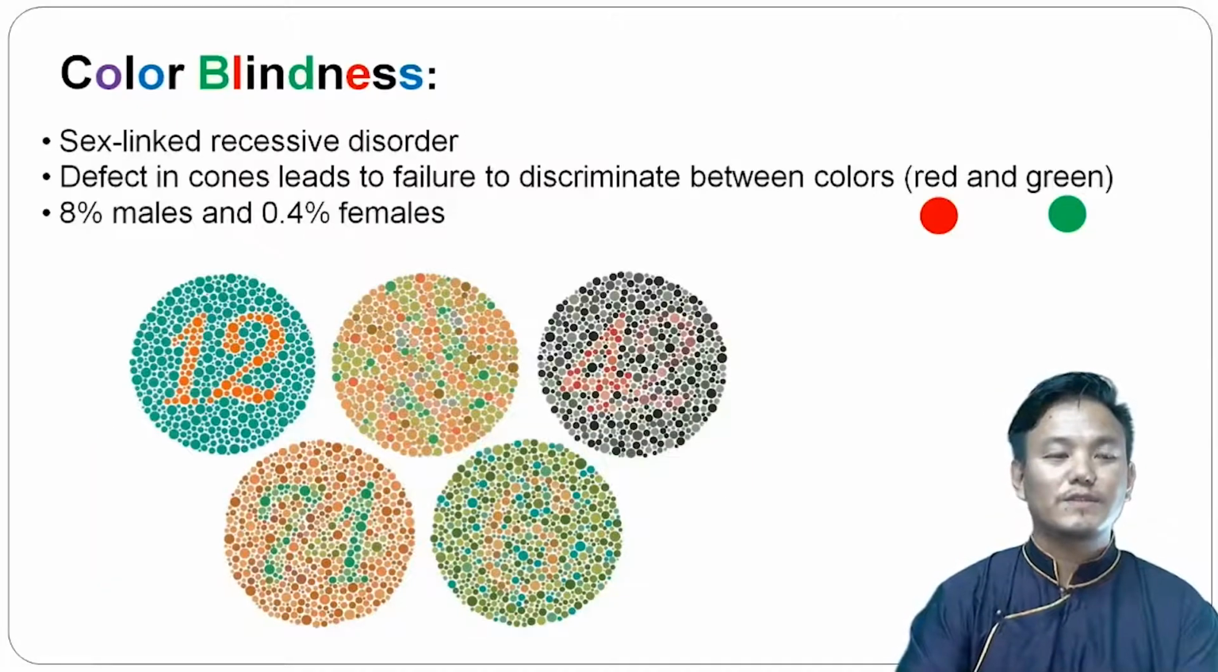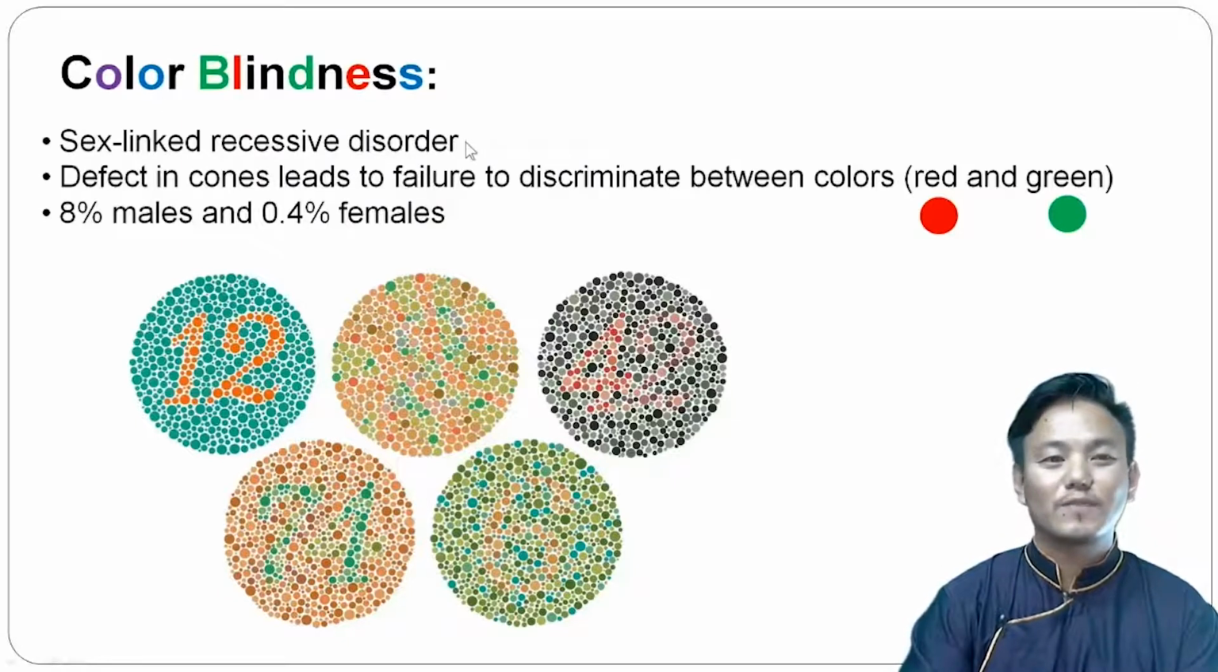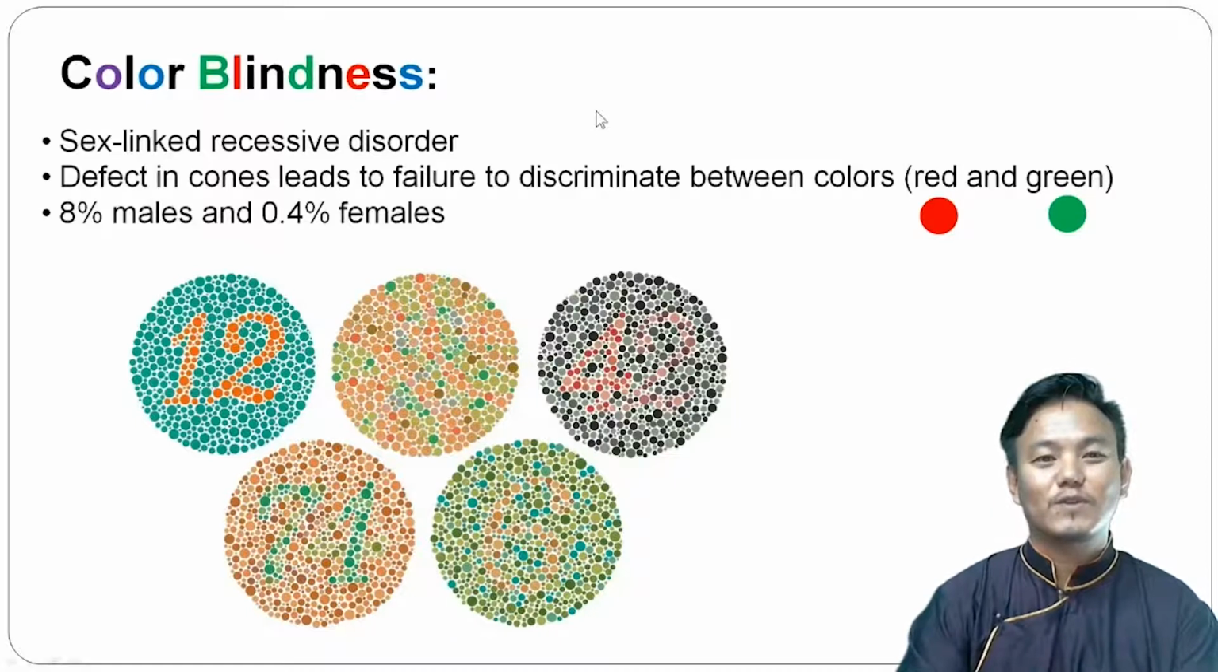So the first Mendelian disorder example provided in your textbook is color blindness. Color blindness is said to be a sex-linked recessive disorder. It is said to be sex-linked because the gene responsible for color blindness is located on the X chromosome. This defective gene leads to the formation of defective cones within your eyes. And a defect in cones leads to failure to discriminate between colors, mostly between red and green.